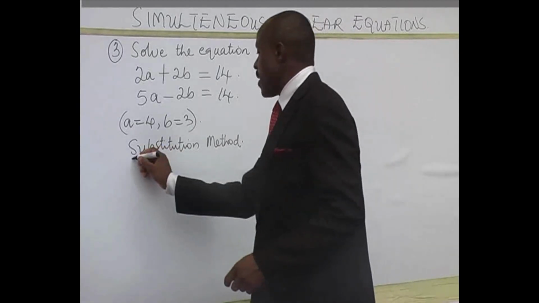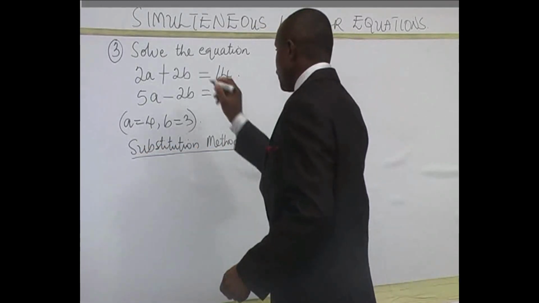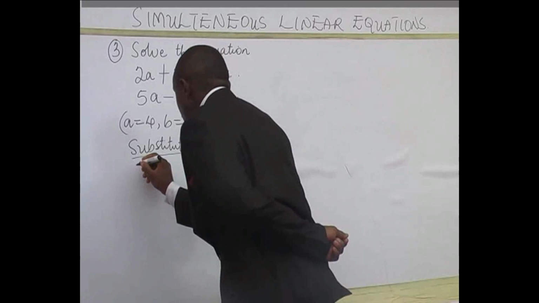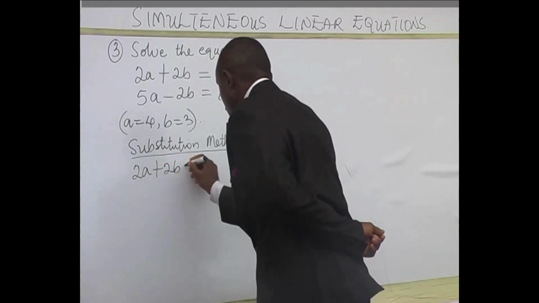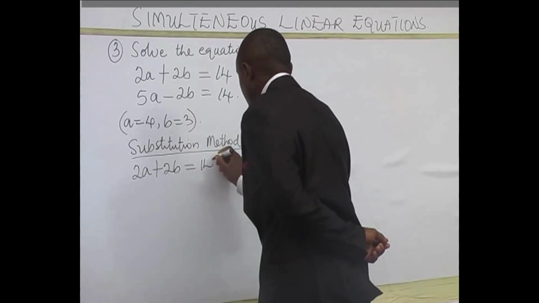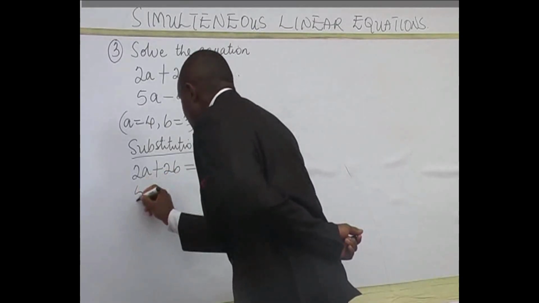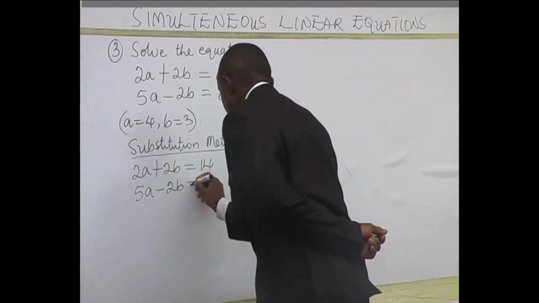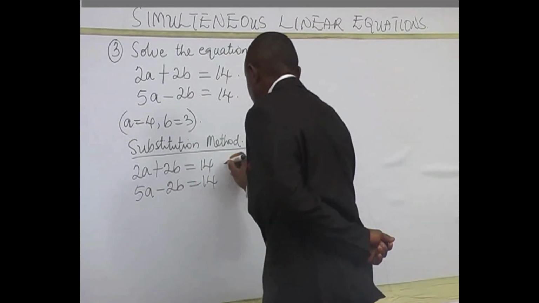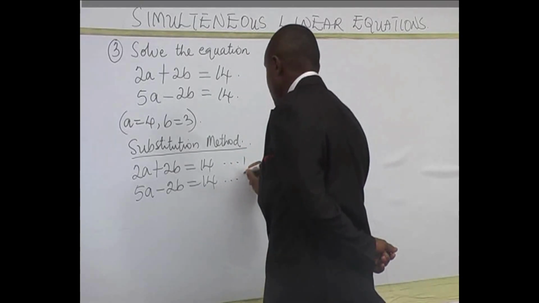In the substitution method, bring down the equations. The equations are 2a plus 2b is equal to 14, which is equation 1, and 5a minus 2b is equal to 14, which is equation 2.